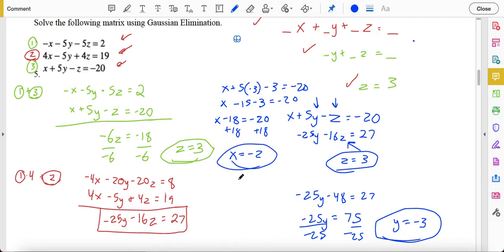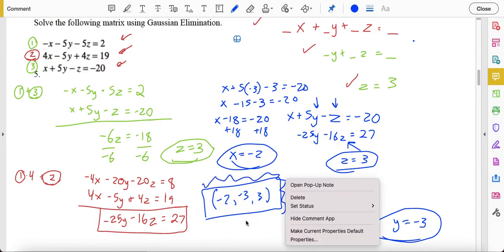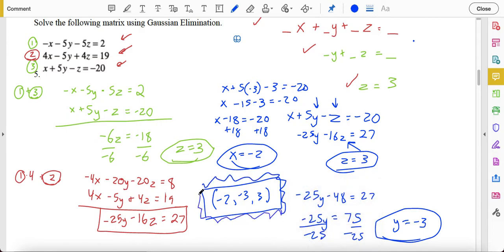So that's my solution: negative 2, negative 3, 3. And I'm going to write that as an ordered pair, negative 2, negative 3, 3, just like that. And that's my final answer: negative 2, negative 3, 3 for x, y, and z.